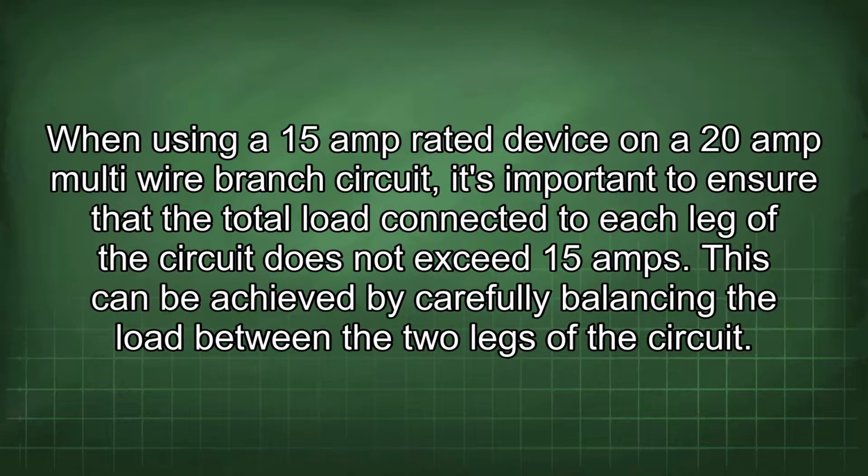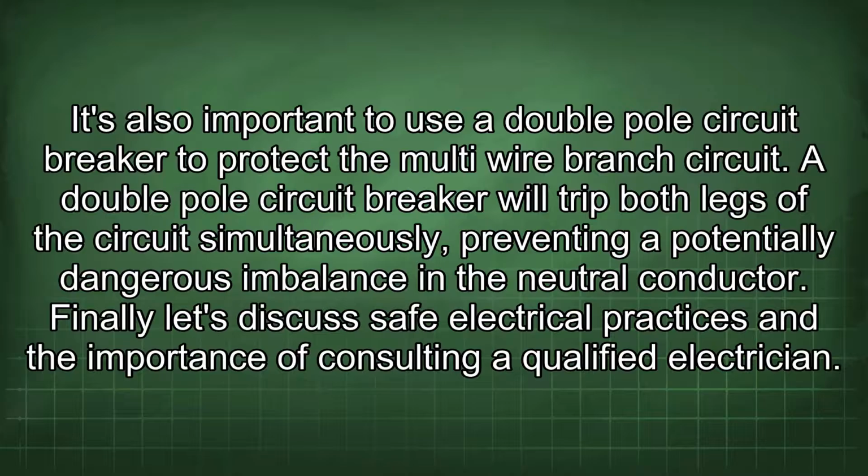When using a 15 amp rated device on a 20 amp multi-wire branch circuit, it's important to ensure that the total load connected to each leg of the circuit does not exceed 15 amps. This can be achieved by carefully balancing the load between the two legs of the circuit. It's also important to use a double-pole circuit breaker to protect the multi-wire branch circuit. A double-pole circuit breaker will trip both legs of the circuit simultaneously, preventing a potentially dangerous imbalance in the neutral conductor. Finally, let's discuss safe electrical practices and the importance of consulting a qualified electrician.